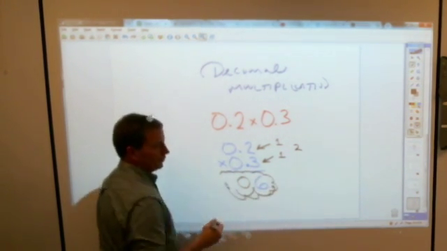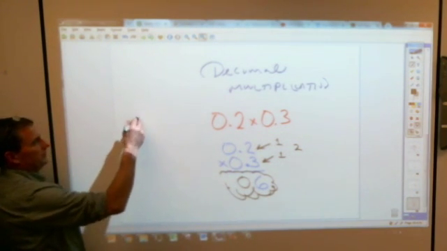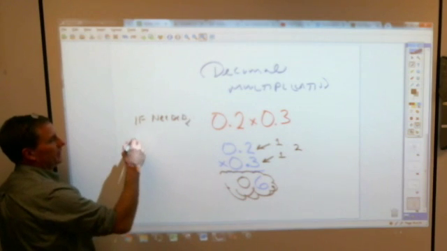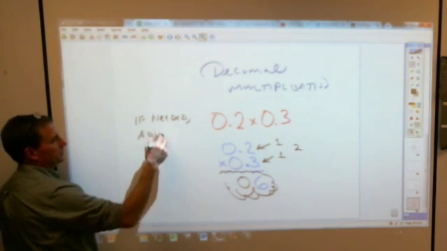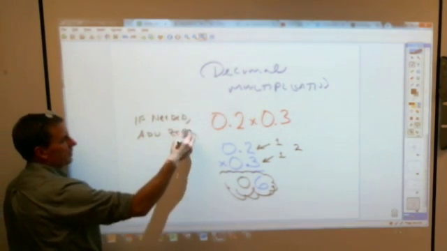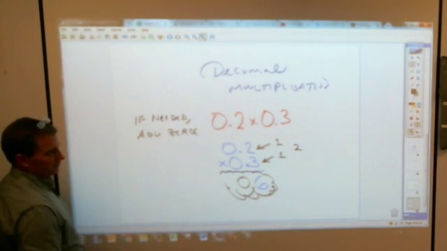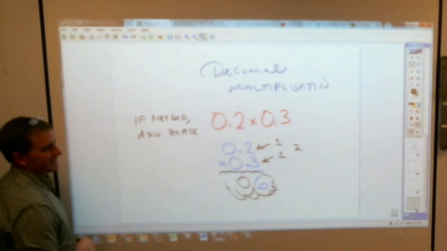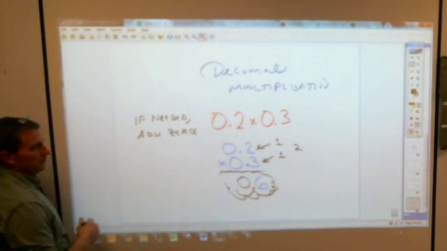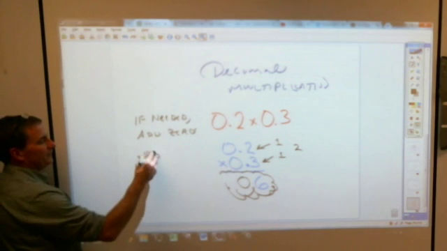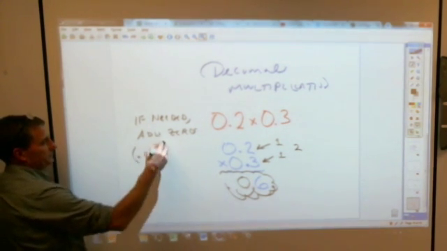If needed, you have to add zeros. And make sure the zeros go in front, not at the end. Okay, don't make it 0.60, because that would be completely wrong. How about this one? What if you have 0.05 squared?